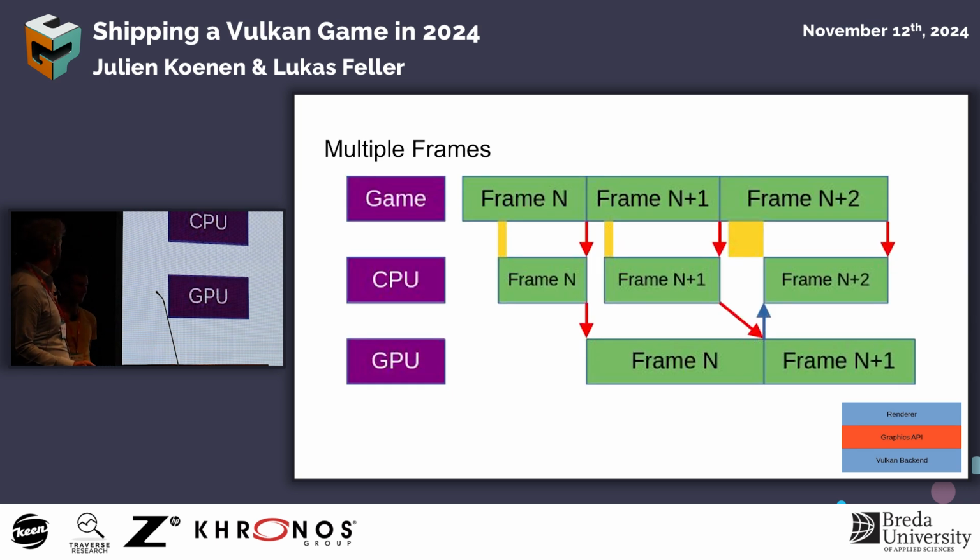If you have multiple, so we have frame n, n plus 1, n plus 2, CPU, this is the CPU graphics layer, and the GPU works on this respective frame.